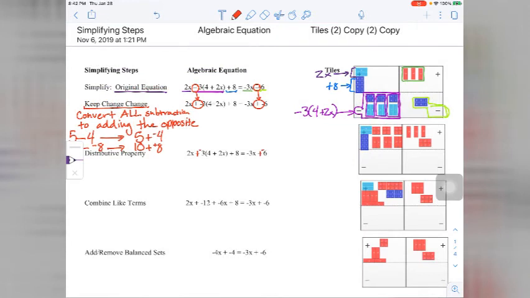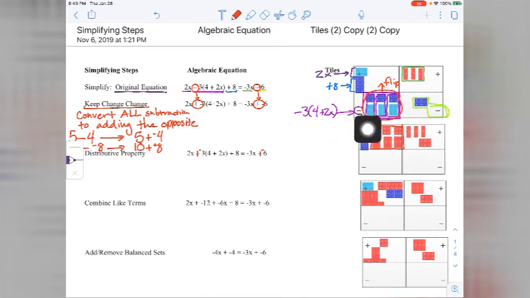So I wanted to talk to you guys about where we see keep, change, change in the tiles. Right now I have -3 sets of 4 plus 2x, and it changes them into adding -3 sets of 4 plus 2x. What I do when I do keep, change, change is I take these and change them from subtracting positives. I'm going to move them across the line and flip them over, and that will turn them into adding, and you'll see this on the one below.